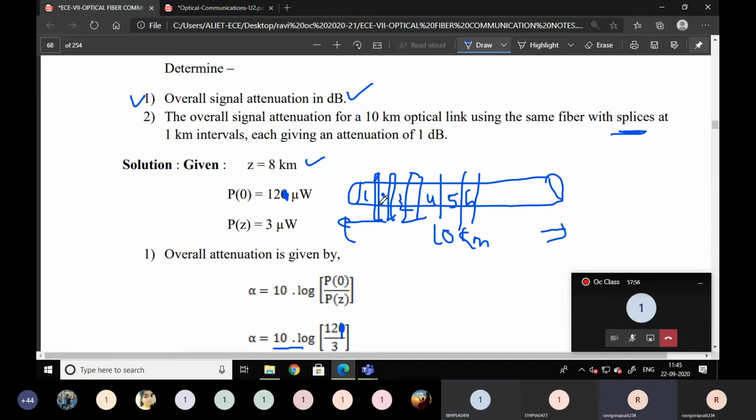Okay, for up to 1 kilometer, one splice. Up to 2 kilometers, second, third, fourth, fifth, sixth, seventh kilometer, eighth kilometer, ninth kilometer, and 10th kilometer. How many splices are we getting? 1, 2, 3, 4, 5, 6, 7, 8, 9. For a 10 kilometer cable, we need 9 connectors. Simply you could say this answer, but still you are saying wrong answers.